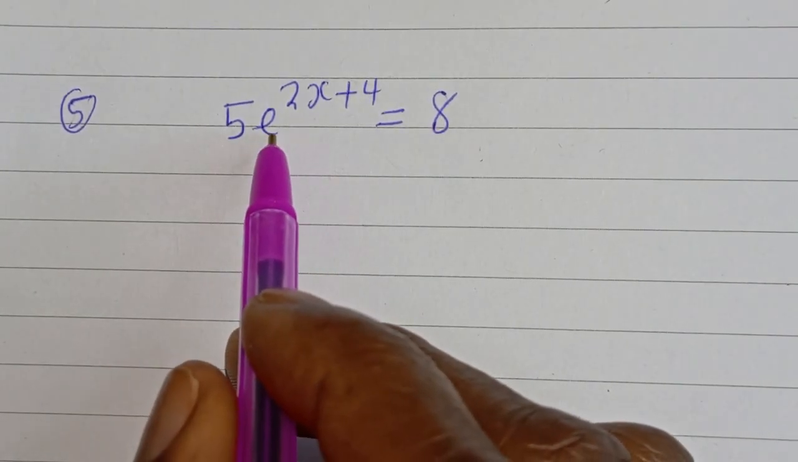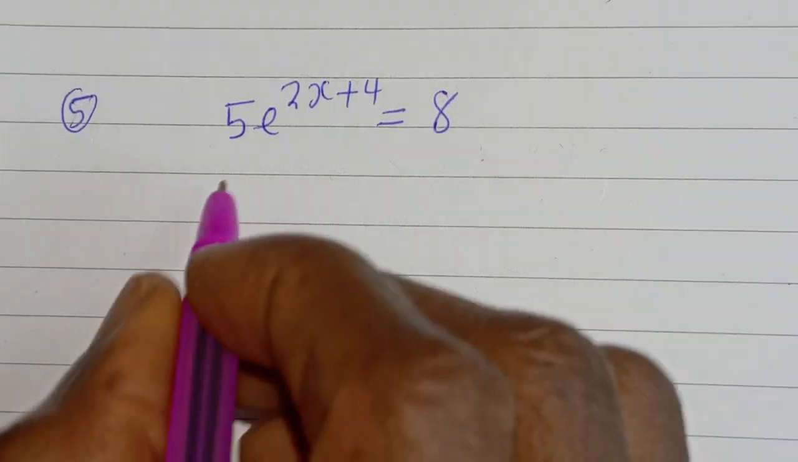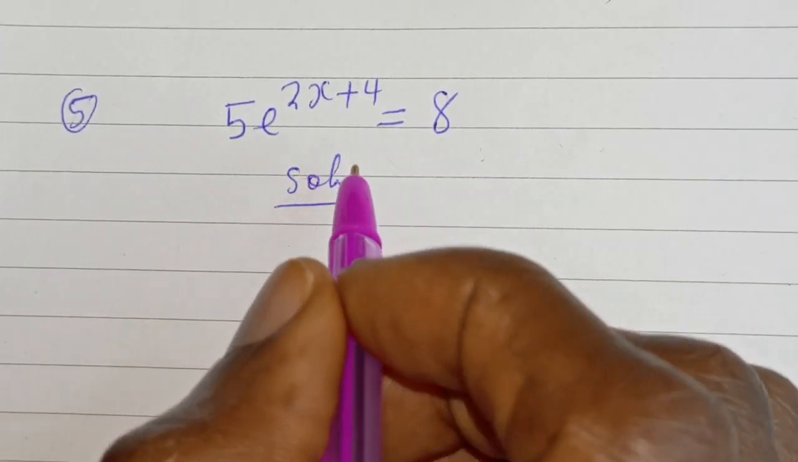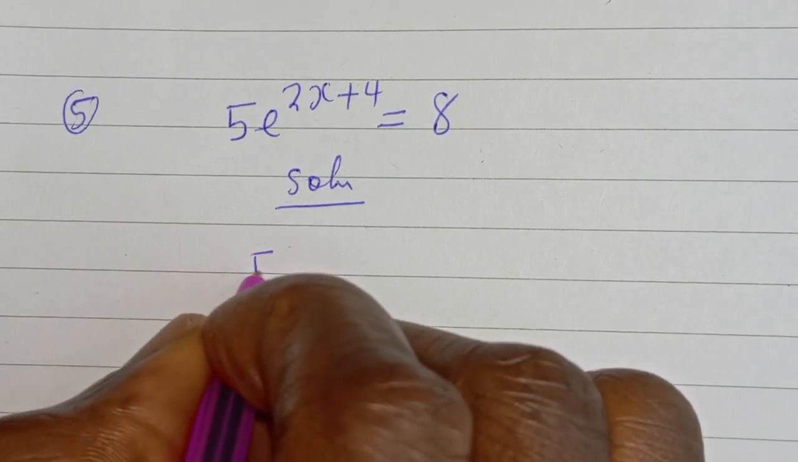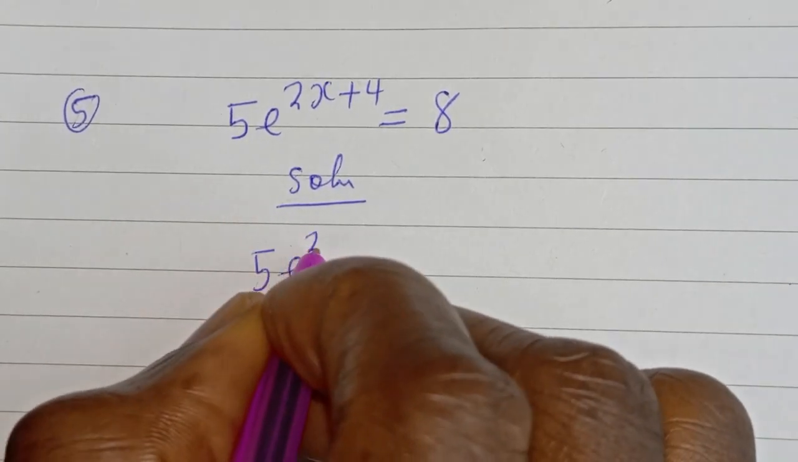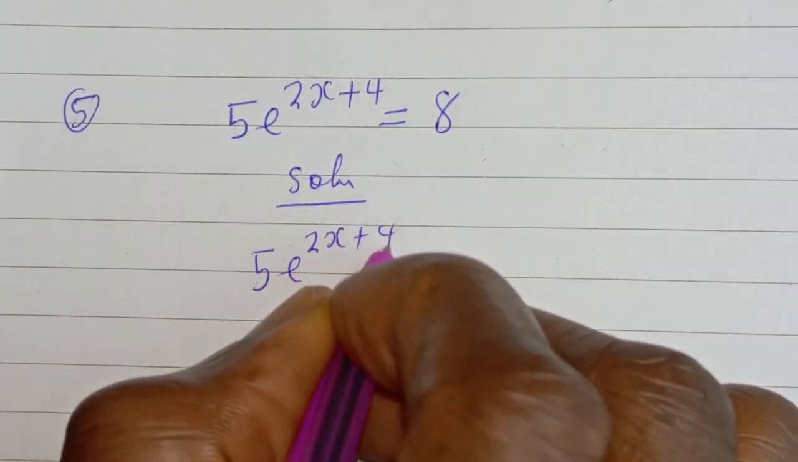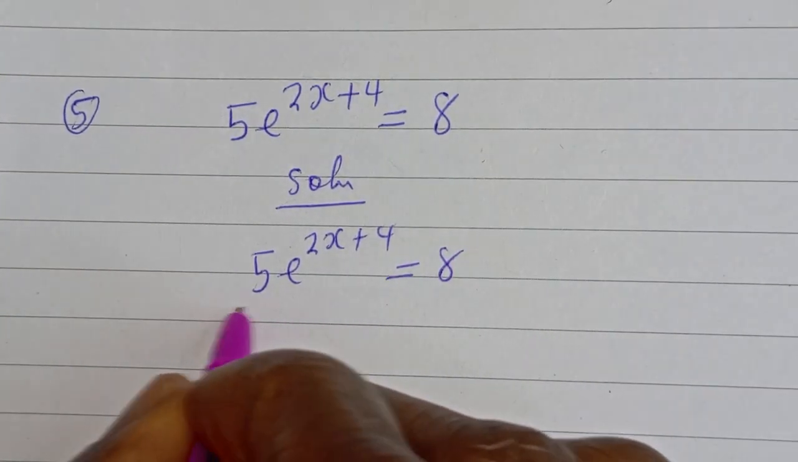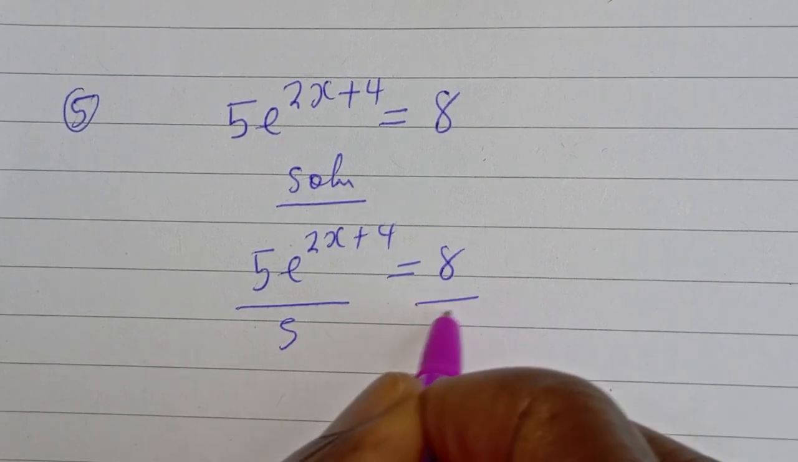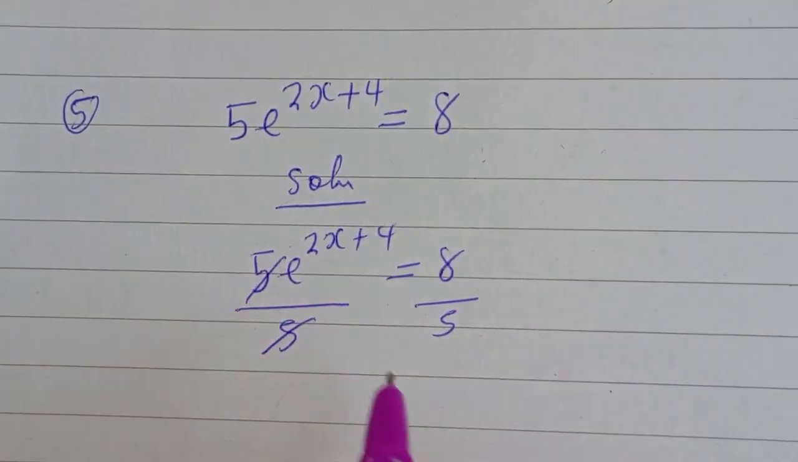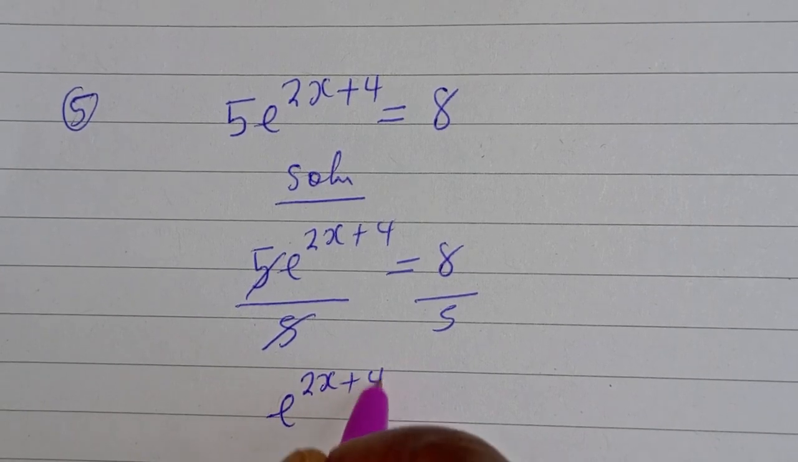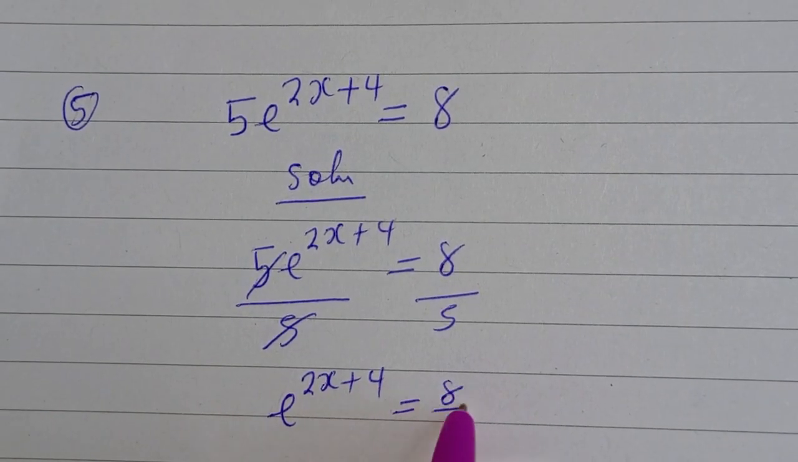This is the fifth question. 5e raised to power 2s plus 4 is equal to 8. Solution. This one looks very hard, but it's simple. Then we have 5e raised to power 2s plus 4 is equal to 8. Let's divide both sides by 5. This will cancel this. e raised to power 2s plus 4 is equal to 8 over 5.